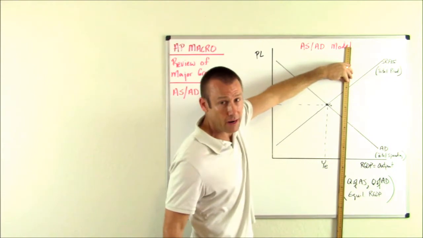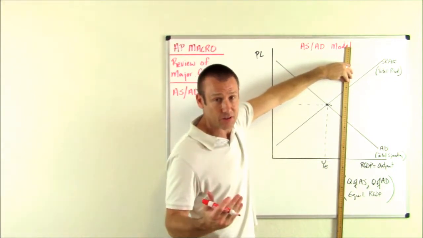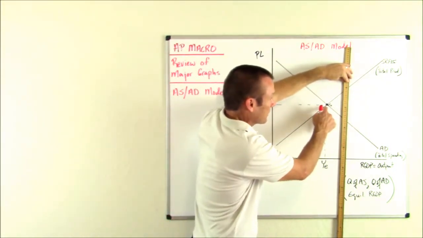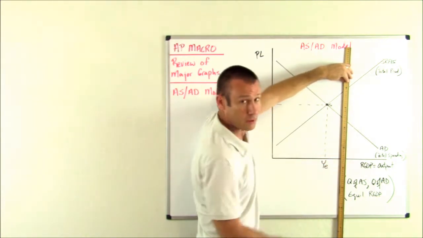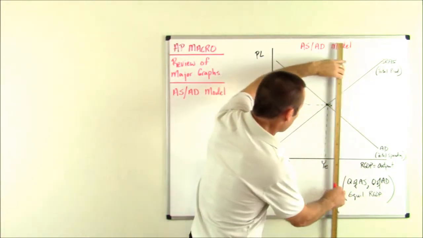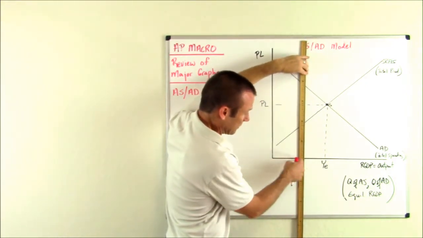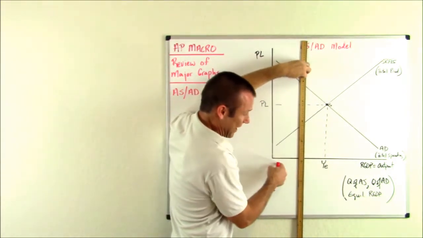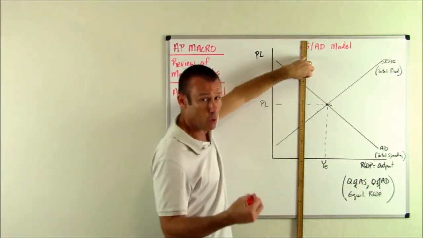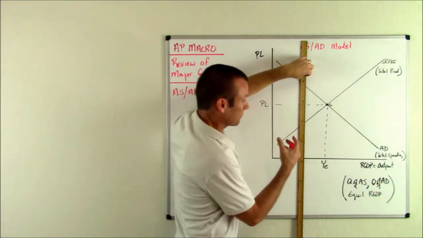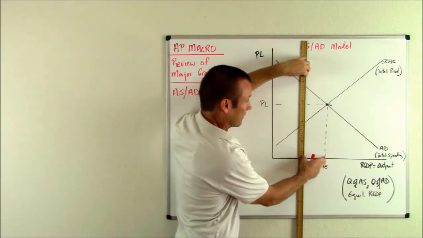I could put it to the right. If I put it to the right, I would have a recessionary gap, because this is where I'm actually at. I would have an output level below my full employment level of output. If I put it over here, okay, this would be my full employment level of output. I'm actually producing a level of output that is more than that. I'm producing more than my full employment level of output. This would be known as an inflationary gap, okay?